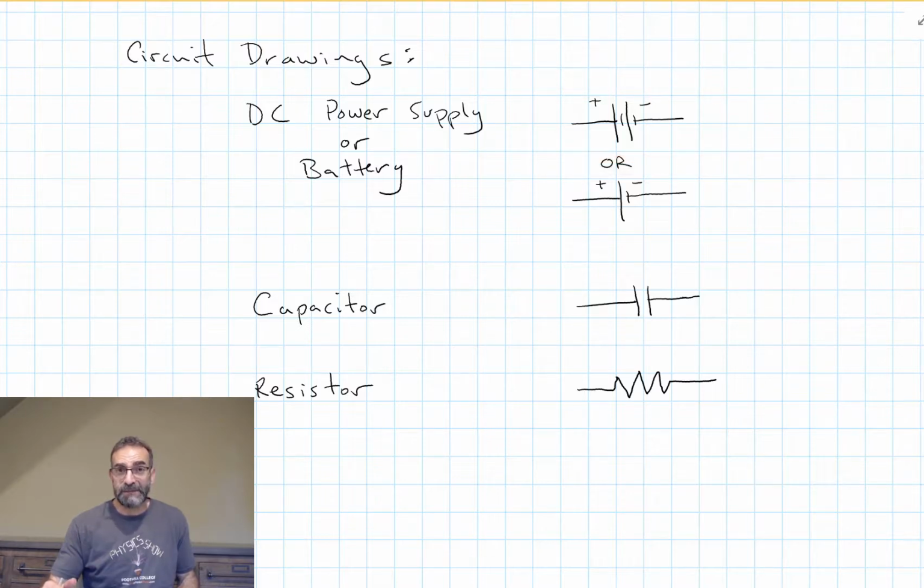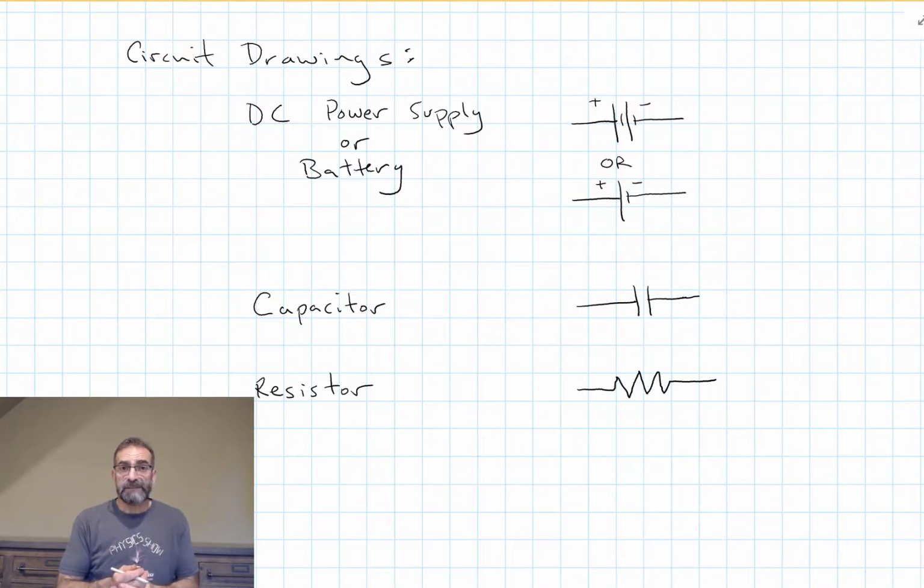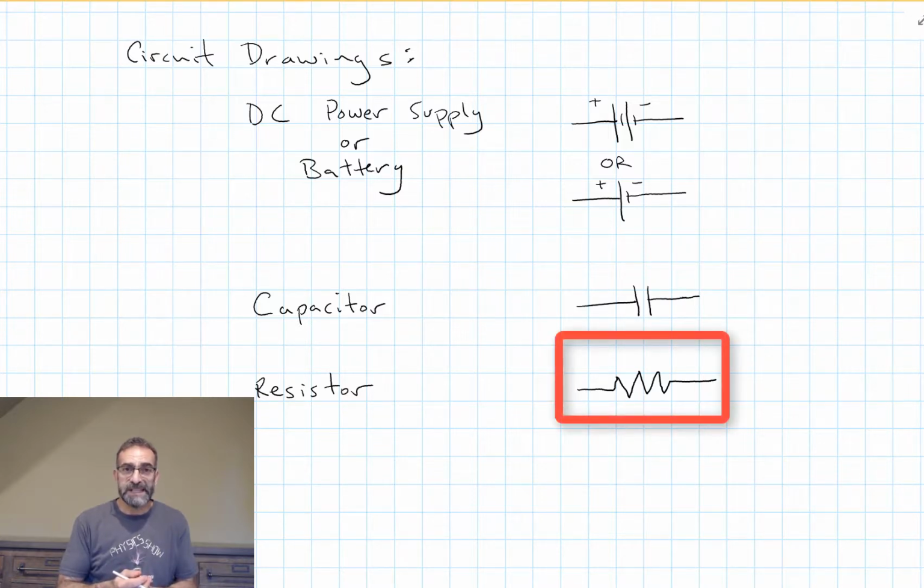because the bottom one starts to look a lot like the symbol for a capacitor. What is the symbol for a capacitor? Well, most capacitors are parallel plate capacitors. So our symbol is two parallel lines, like a parallel plate capacitor. We also have resistors in our circuit. We'll learn more about resistors soon, but this is the symbol for it, and that's how we would represent it in our circuit drawings.